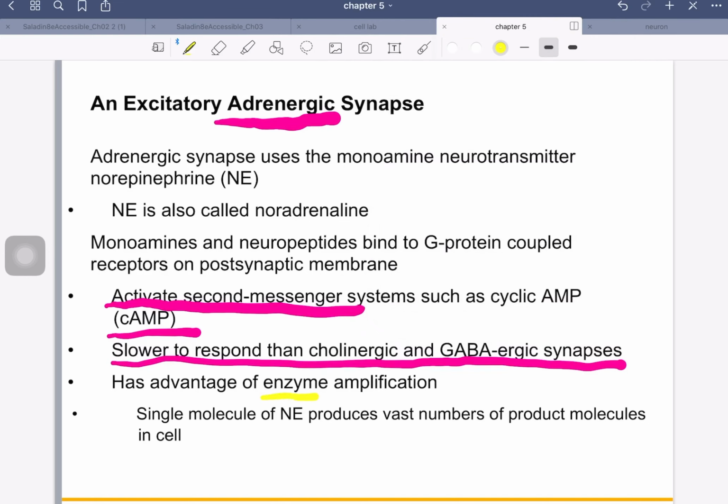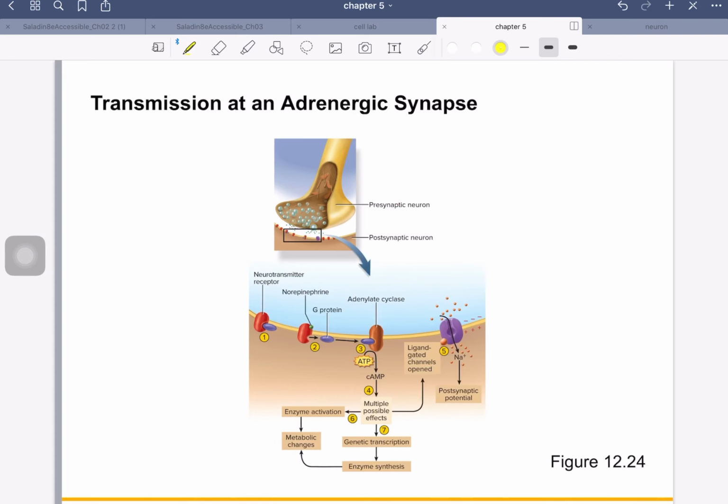And what enzyme amplification means is that a single molecule of norepinephrine can actually result in a vast number of product molecules. Because remember, in the second messenger system, eventually you turn on kinases, and kinases can do the job over and over and over, almost like a photocopier printing out the product that you want. So one neurotransmitter, or very few molecules of neurotransmitter, can result in a lot of copies of whatever you want to have happen inside that cell.